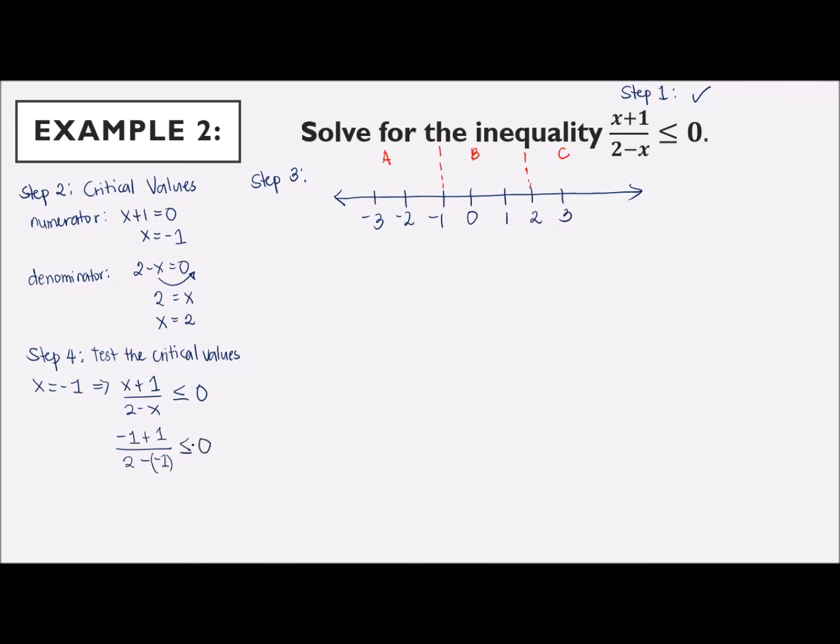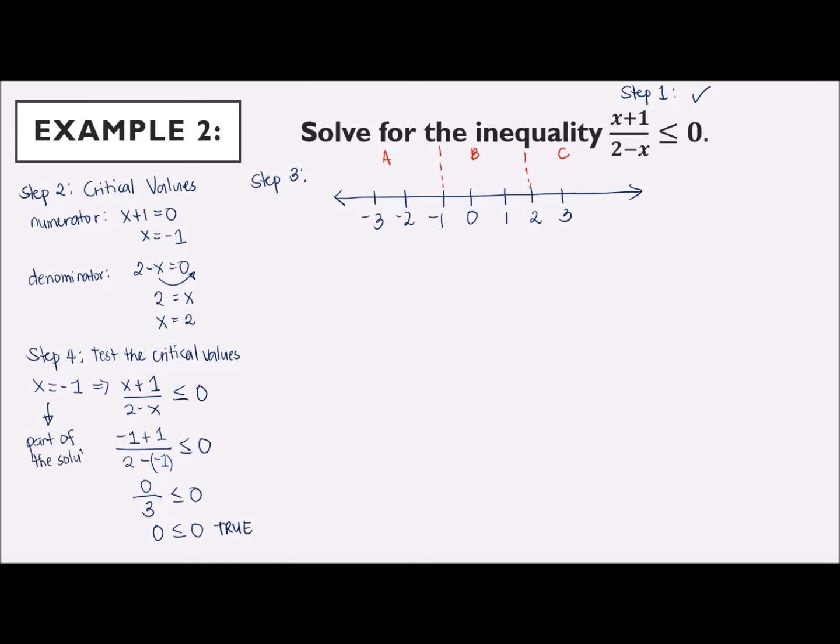Okay? And then we're going to simplify. Negative 1 plus 1 is 0. And then 2 minus negative 1 is 3. And then 0 divided by 3 is 0. And that is also less than or equal to 0. So this one is true. So dahil true siya, negative 1 is part of the solution.